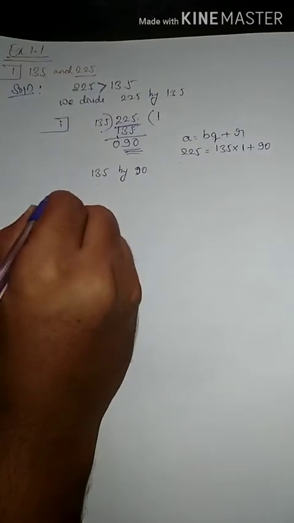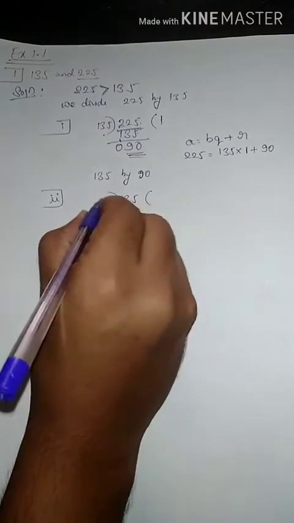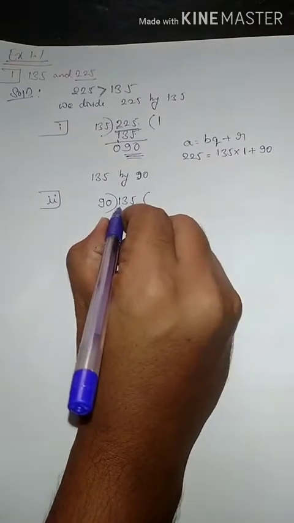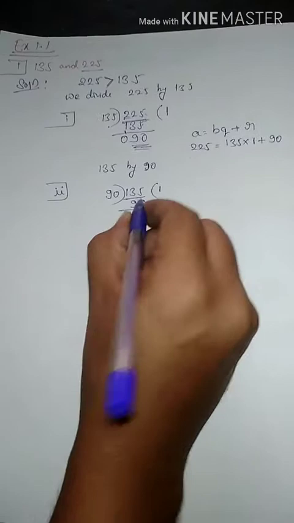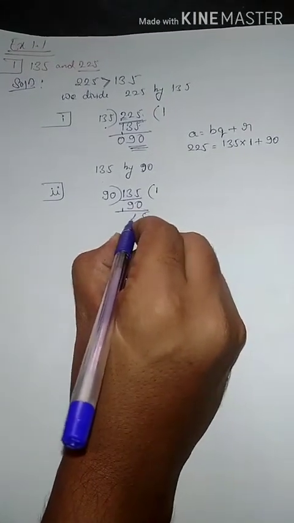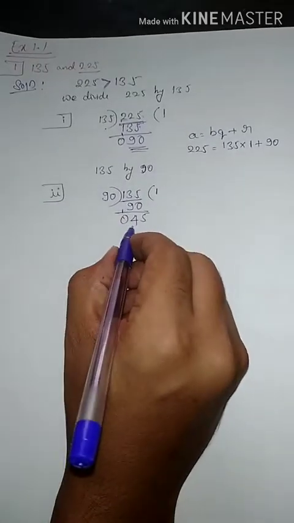Second step, 135 divided by 90. 90 ones are 90. 90 twos are 180, but 180 is greater than 135. So the possible term is 90 ones are 90. So 5 minus 0 is 5. 13 minus 9 is 4. 1 minus 1 is 0. So again here the remainder is 45.